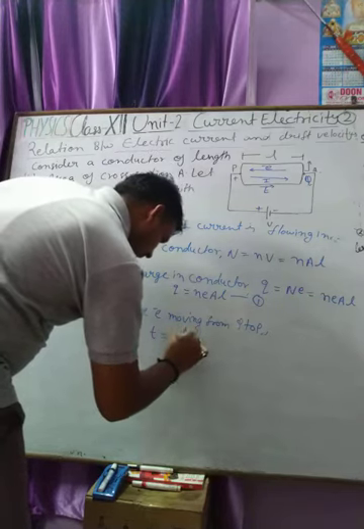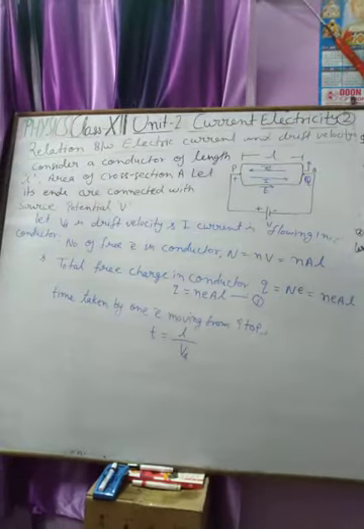Now, the time taken by one electron moving from Q to P is as follows. When electrons are moving from Q to P, they travel a distance equal to the length of the conductor, that is L, with velocity Vd. Therefore, this time is given by t is equal to L upon Vd.